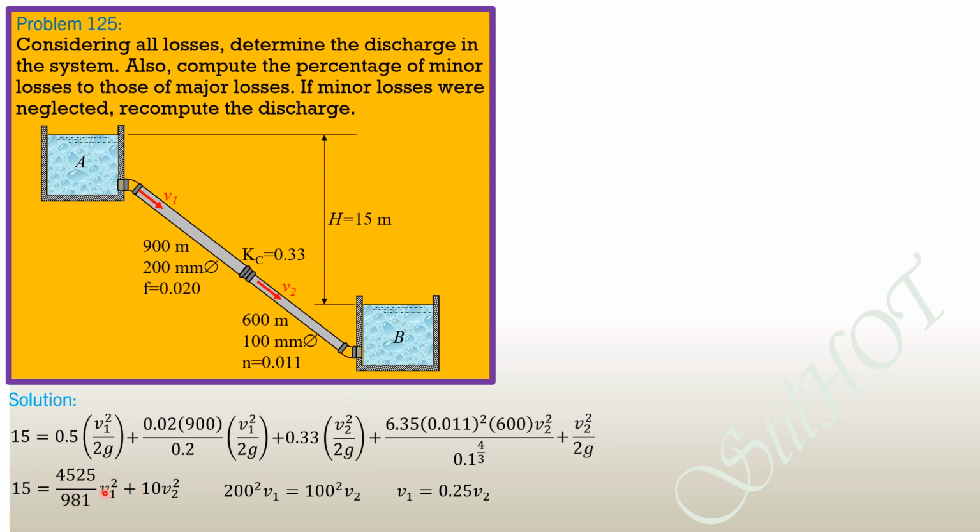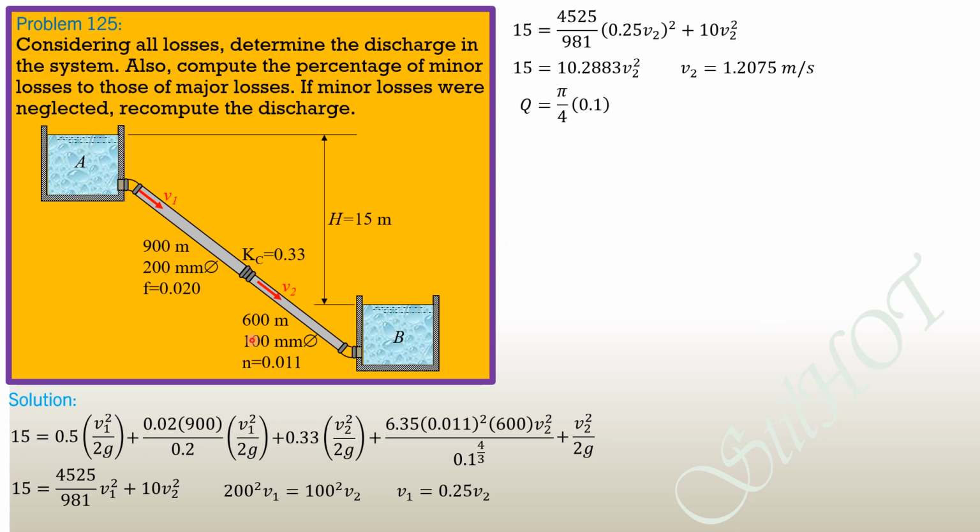Substitute into this equation to solve for V2. So 15 is 4525 over 981 times 0.25 of V2 squared plus 10 V2 squared. Simplifying further, 15 equals 10.2883 V2 squared. From here, we can solve V2, which is 1.2075 meters per second. Then finally, the discharge in liters per second is pi over 4 times 0.1 meter squared times 1.2075 times 1000 liters per cubic meter. So the discharge is 9.484 liters per second.